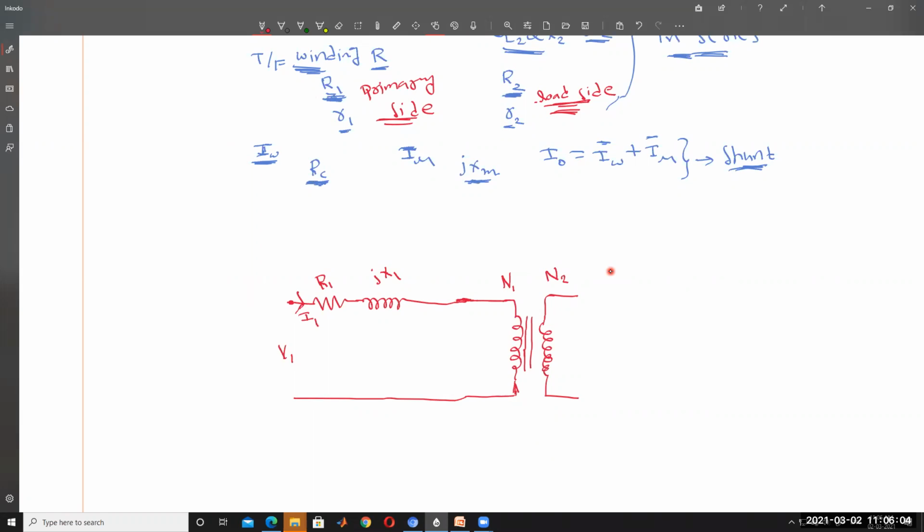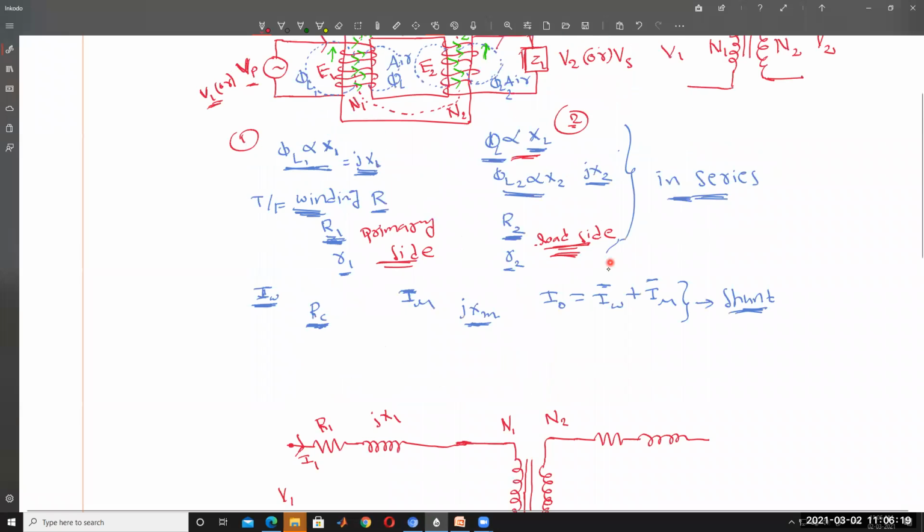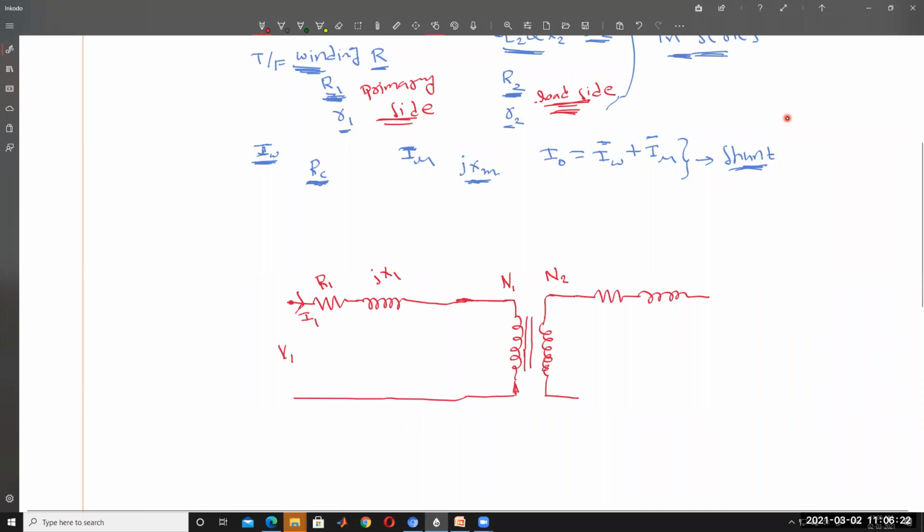And on the secondary side, what are the different types of parameters? On the secondary side, R2 and j into X2. This is R2, and this is j into X2. This is called the load. The load is connected on the secondary side of the transformer. Am I right?